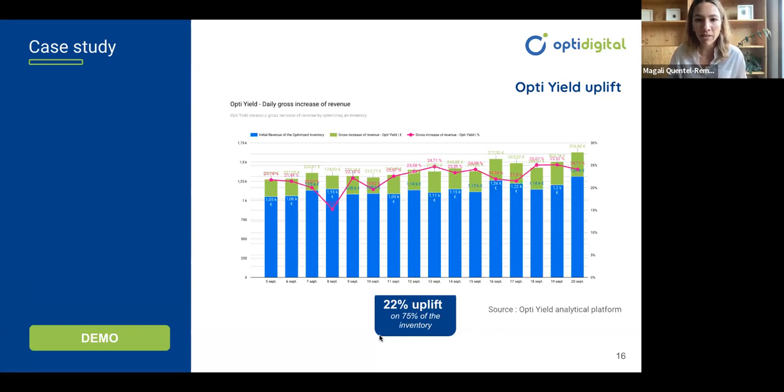One thing, as you may notice, is that it is not enabled on 100% of the inventory. It's for a good reason. We always keep a control group, which is used as a sample to make sure that there is an uplift. In this control group, you may use any price floor strategy that you want. You may challenge us with specific floors, specific target CPM, or even another optimized floor strategy. So up to 90% of your inventory will be optimized by Opti Yield, but we will always keep at least 10% on which we won't apply any optimized floor.